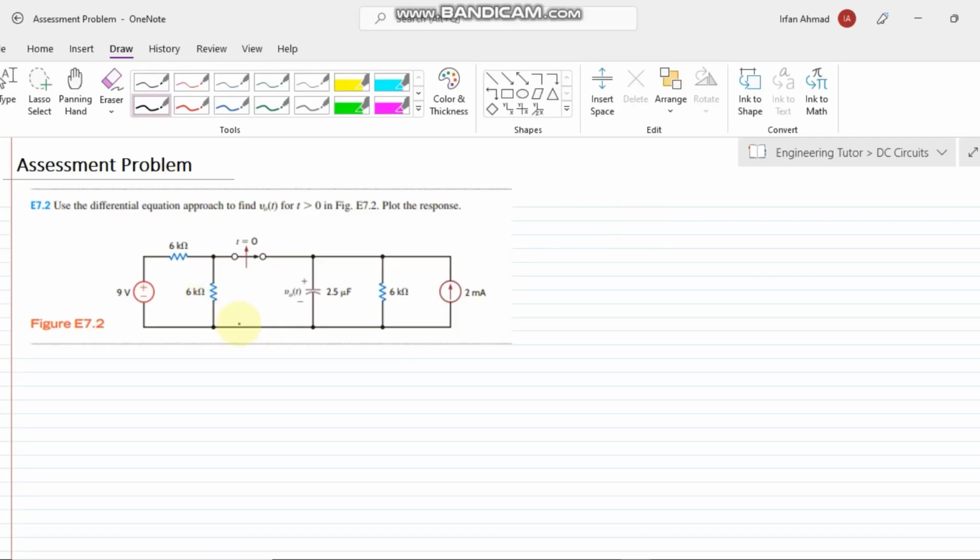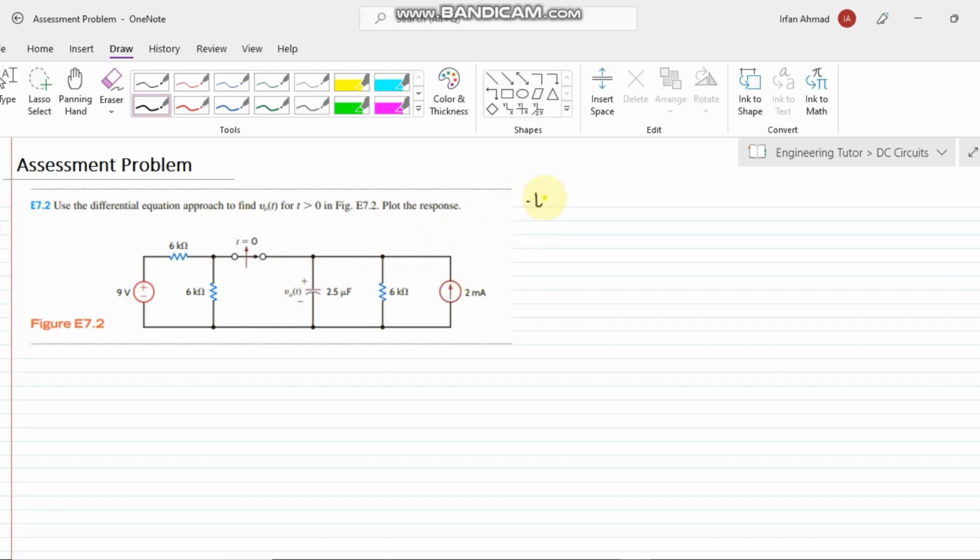Hello again. So this is the assessment problem E7.2, in which we have to find out the response V naught of t for t greater than 0 in this circuit of figure E7.2. Again we can see here that we have a switch and a DC source. So this is again a problem related to the transient response. Let us analyze it by using the same procedure which we had used earlier on.